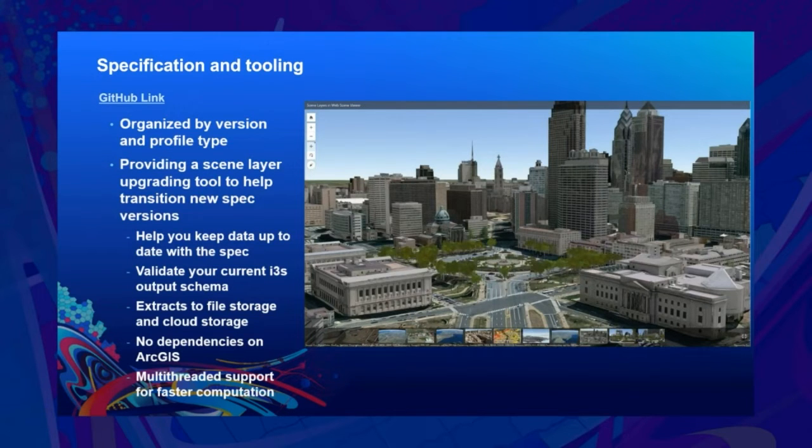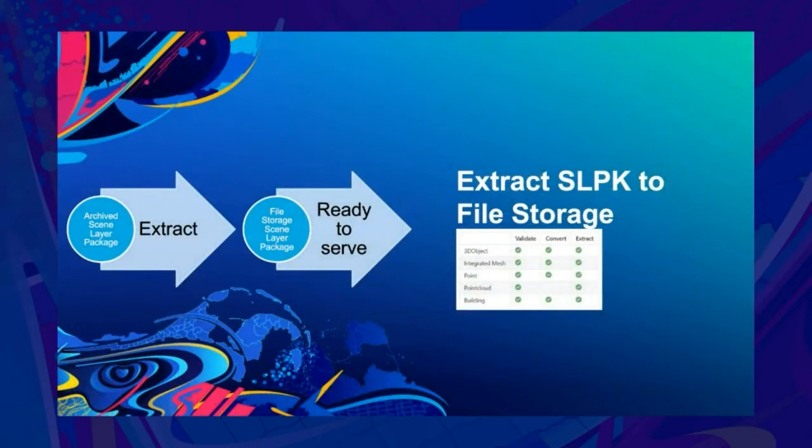This tool can upgrade your SLPKs to the latest version, validate your current i3s output schema, and extract to file and cloud storage. This tool has no dependencies on ArcGIS and has an option for running commands with multiple threads for faster computation. An example usage of this tooling is extracting an archived SLPK to a file storage ESLPK format for server consumption.